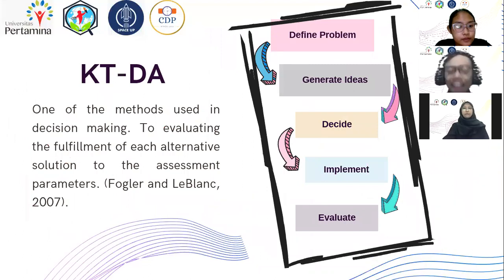And then KTDA is one of the methods for decision making, based on Fogler and Lieblang, 2007. We have an algorithm to find problems, generate ideas, decide, implement, and evaluate.